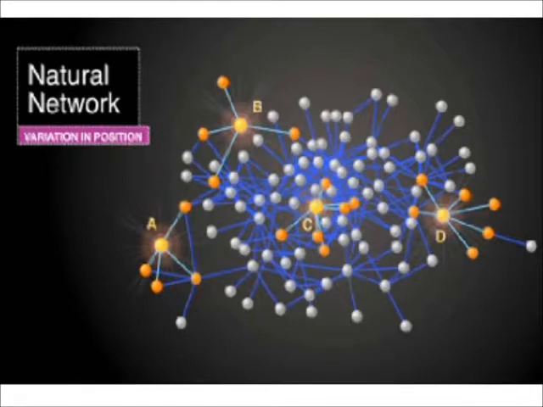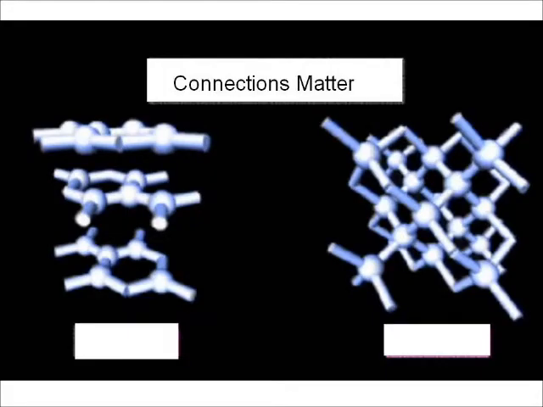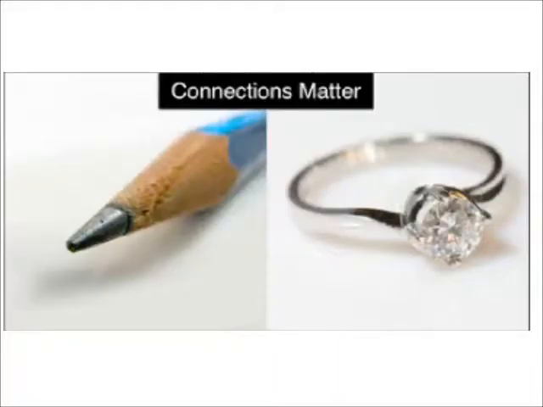It looks very different from the regular lattice network that occurs in crystals. These are all carbon atoms, but their connections form different networks. The difference in structure results in one network being graphite and the other being a diamond. Connections do matter.